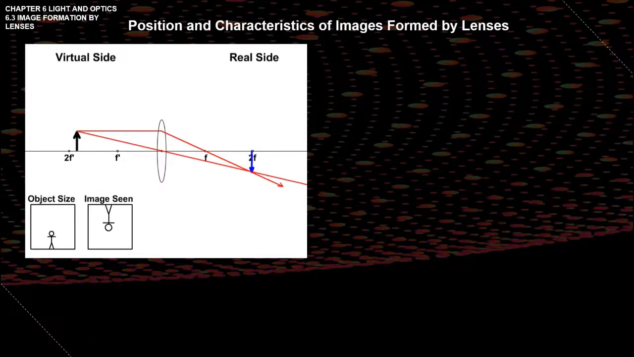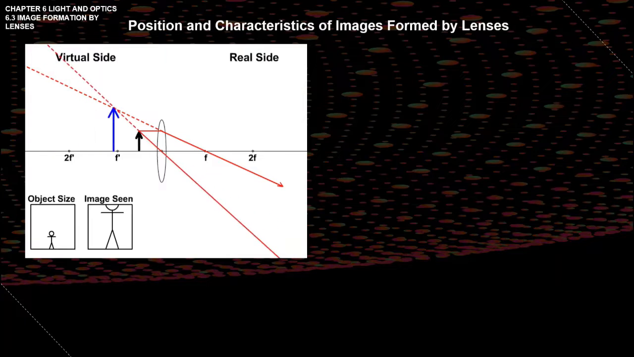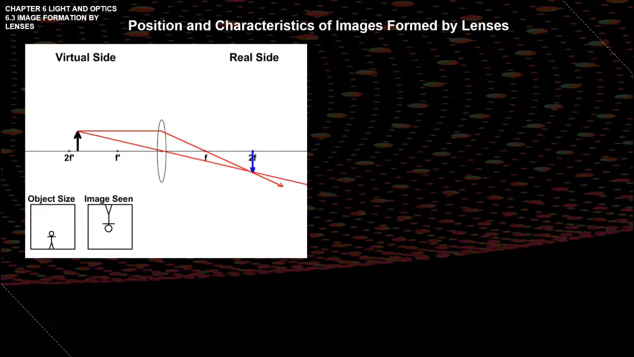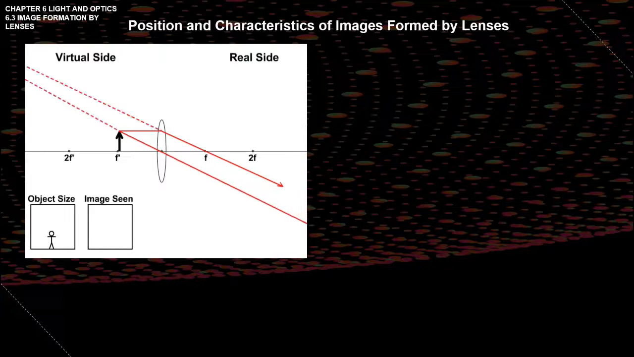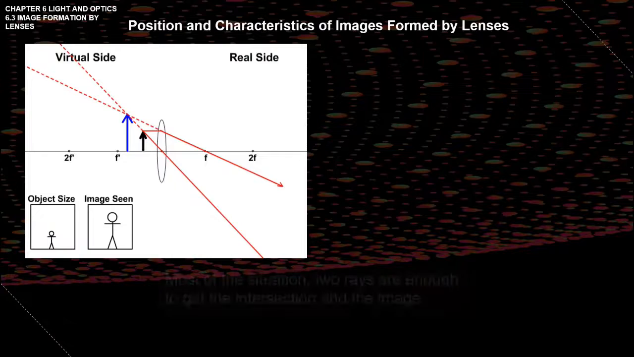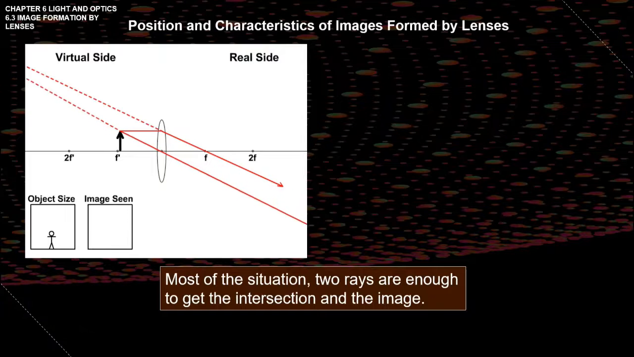The following animation will show you how the image is formed. Please watch properly. What is the change of the image when the object is moving closer to the lens? Yes, the image becomes bigger and it changes from inverted to upright. In most situations, two rays are enough to get the intersection and the image.